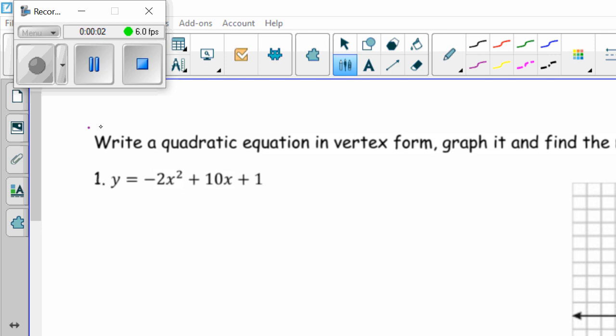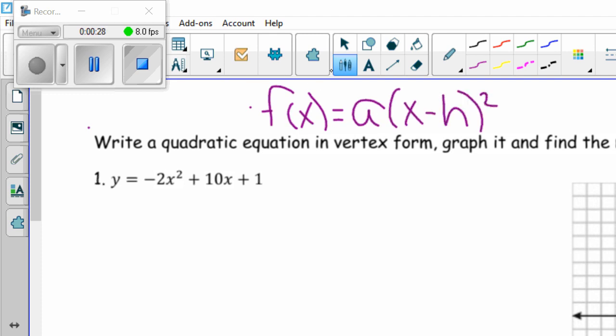Okay, so today in Algebra 2, we're looking at the second half of completing the square notes. Today we're going to look at writing a quadratic equation in vertex form, graphing it, and then finding the maximum or minimum value. So remember, to write in vertex form, this is where it looks like f of x or y equals a(x minus h) quantity squared plus k. So that is our goal.